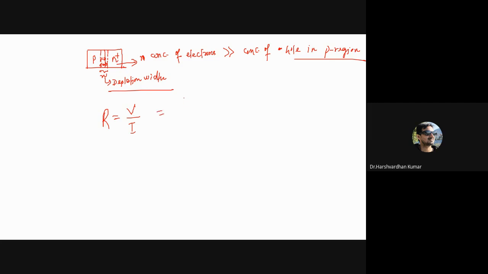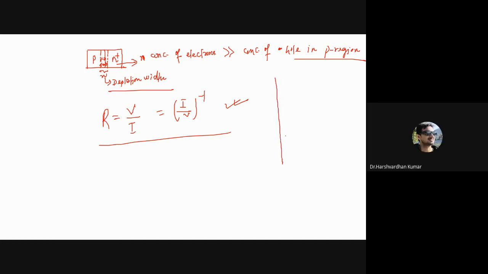So you can also write it in such a way that I by V, exactly, the inverse. Is that true? Yes or no? Yes, sir. Okay.